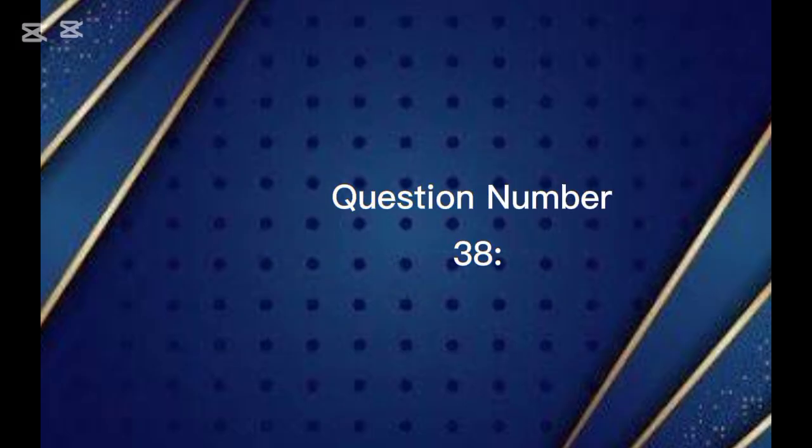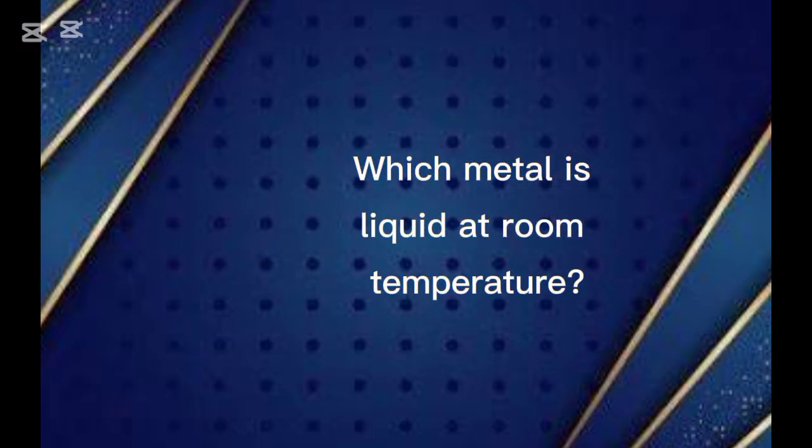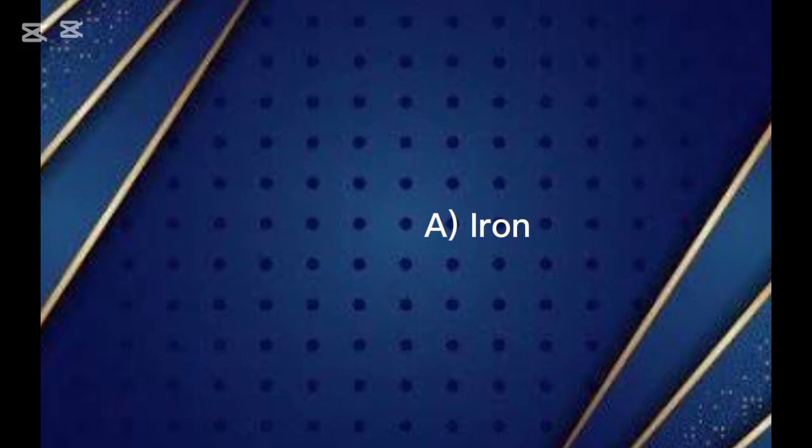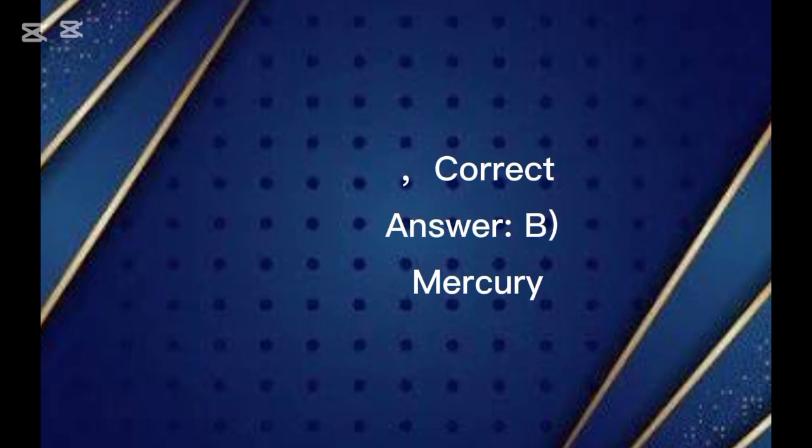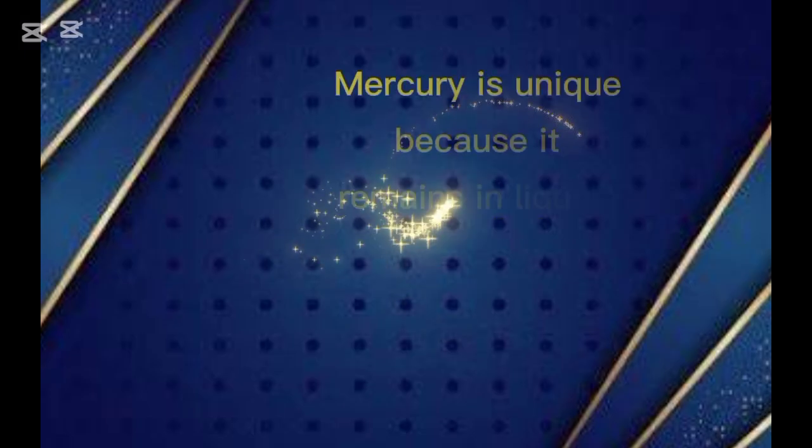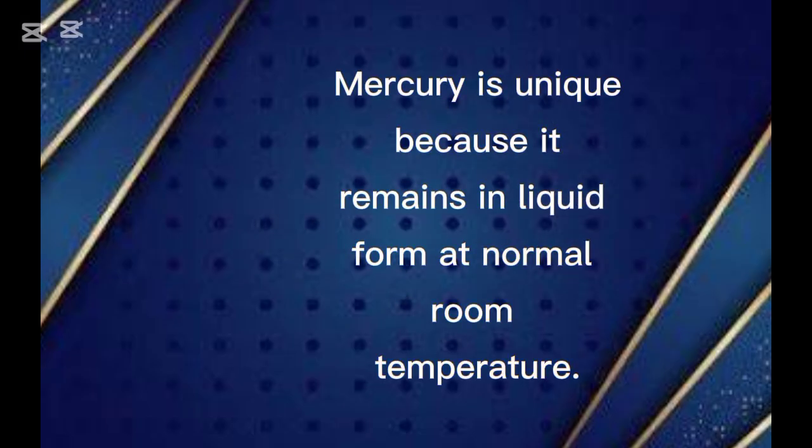Question number 38. Which metal is liquid at room temperature? A. Iron, B. Mercury, C. Aluminum, D. Copper. Correct answer, B. Mercury. Explanation: Mercury is unique because it remains in liquid form at normal room temperature.